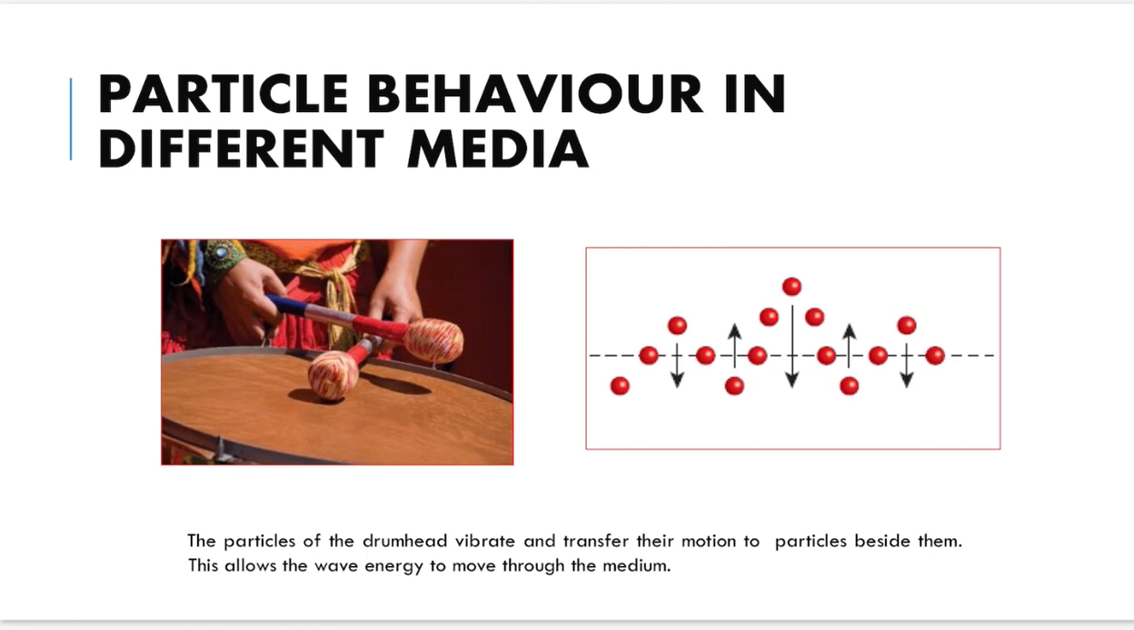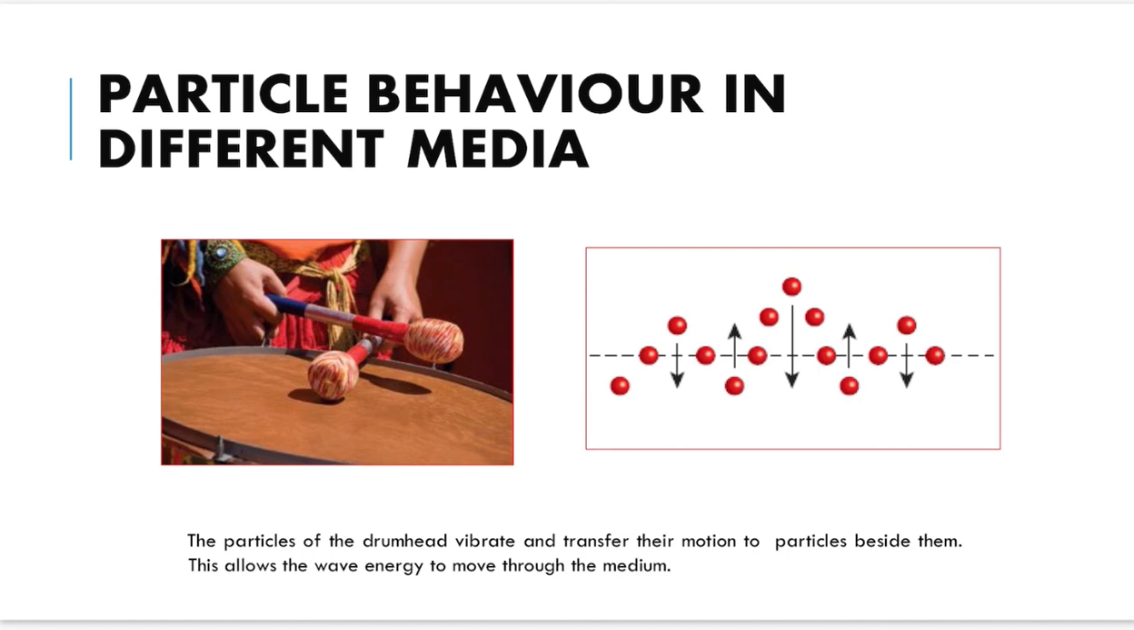Instead, the medium has to be disturbed by vibration to set up a mechanical wave. And that's what's going on in B. This is what the particles of the drum head are doing. The particles in the drum head are vibrating and they transfer their motion to the particles beside them. This is the way that the energy is able to move through the medium.